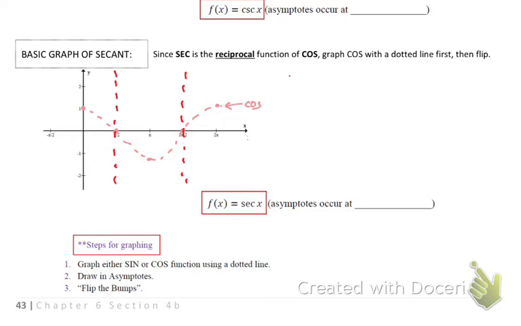Now, sine had complete bumps to flip. Cosine has one of them. So if you look at this middle one, if I flip it, it's going to look like an entire mound got flipped. So let's do that one first. Now, the other two are just half mounds. So I should just flip half the mounds, which are going to look something like this.